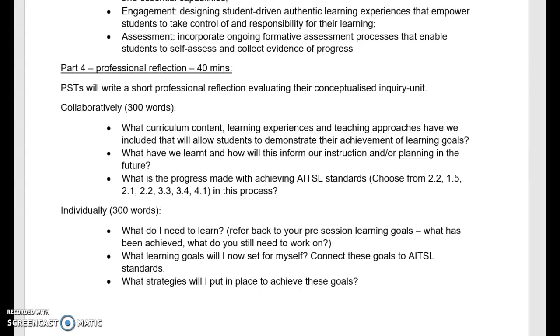Together, consider what curriculum content, learning experiences and teaching approaches have you included that will allow your students, your hypothetical students, to demonstrate their achievement of the learning goals. Okay, so here you are giving evidence from within the unit design to validate how you're supporting your students.